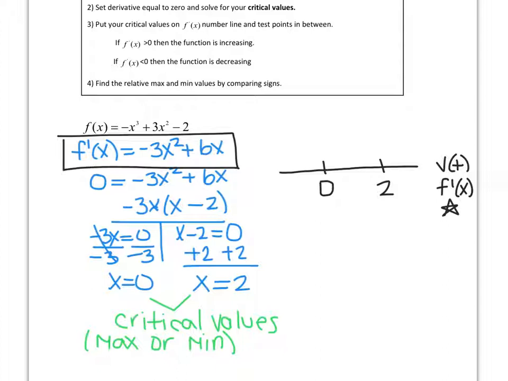And we're going to test some values. So let's see if we could test a value to the left of 0. Let's just call it -1. And then we're going to test a value in between, so we'll say that's +1. And a number after, which we'll say is 3. So again, we're putting it into the f prime function: f prime of -1, f prime of 1, and f prime of 3.